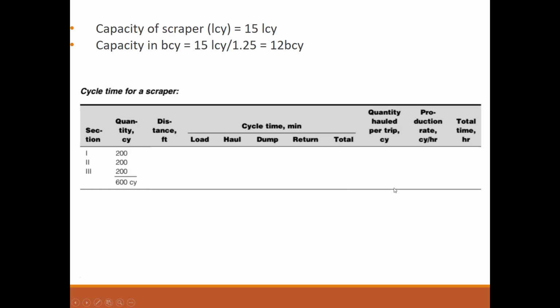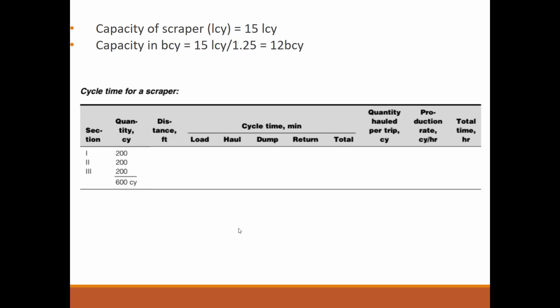You have the same 12 cubic yards that's being used for the scraper. The production rate is going to be different because you're going to be using the cubic yards and the total cycle time that you get from here to get your production rate. Get your total time and total time in hours, and then multiply the total time in hours by the dollar values you have for the scraper and the operator and get the total cost. So that is really technically your quiz that you will need to complete.